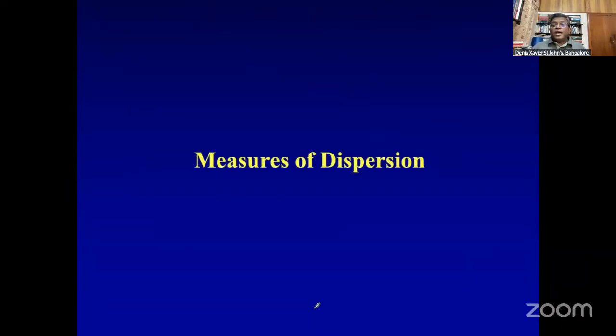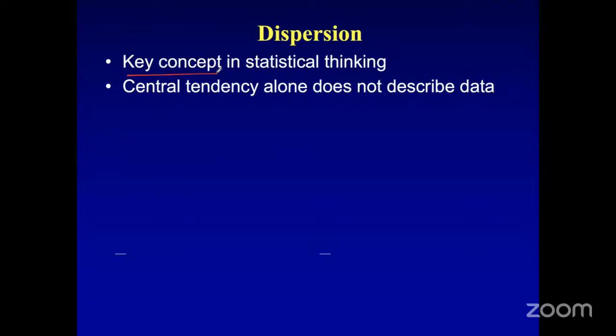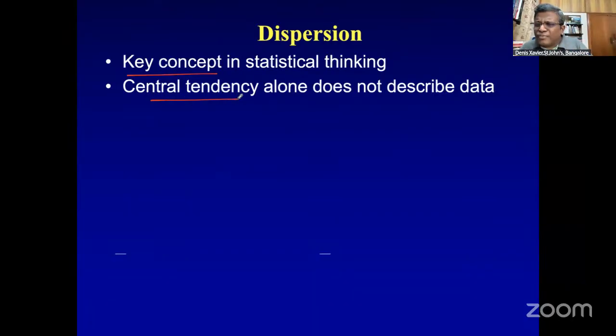Okay, let's go to dispersion now. Now that we understood data and transformation of data, let's go to understanding the data a little bit. Dispersion is a key concept in statistical thinking. Central tendency, I'm sure all of you are familiar with mean, median, mode. I'm not going to go through those basics. It will only irritate you people. So, mean, median, mode is the central tendency.